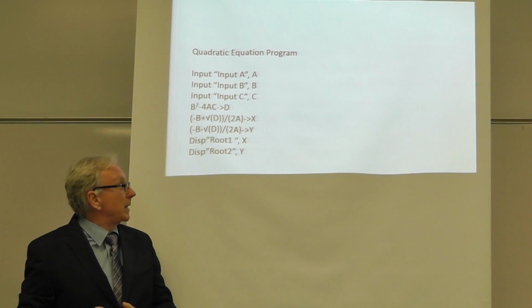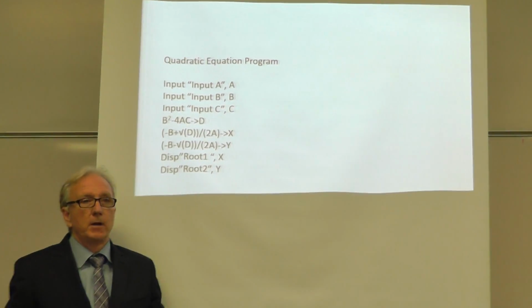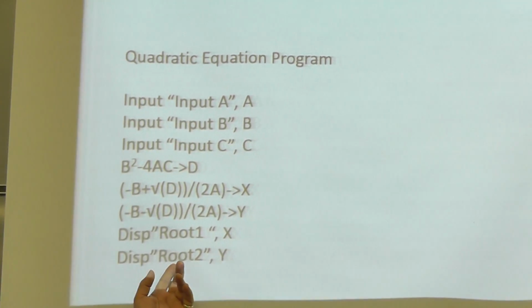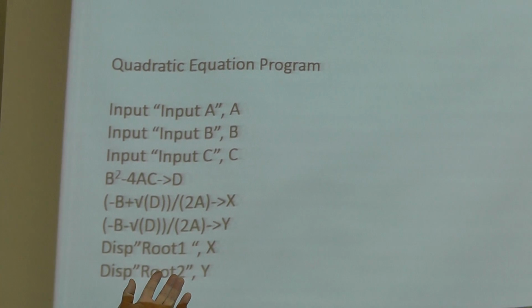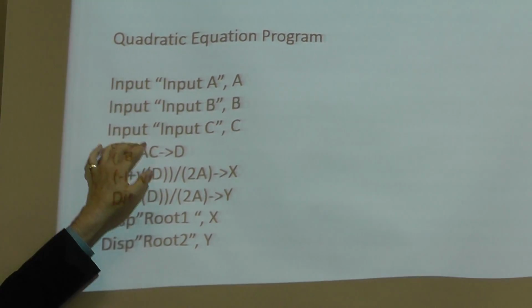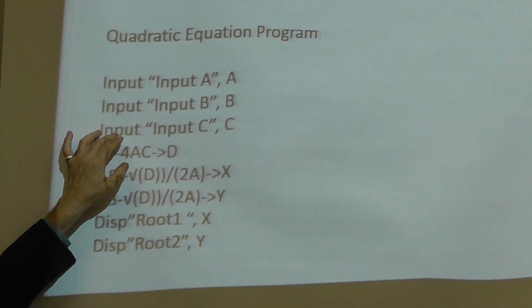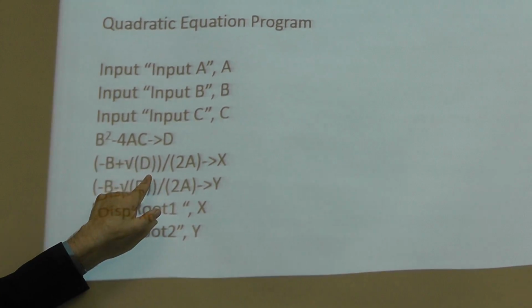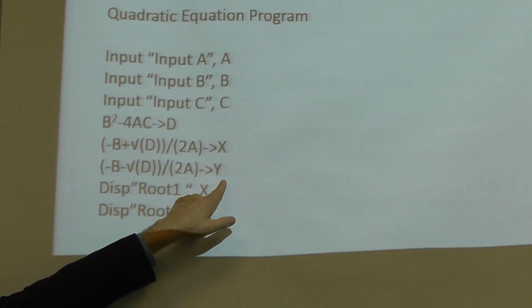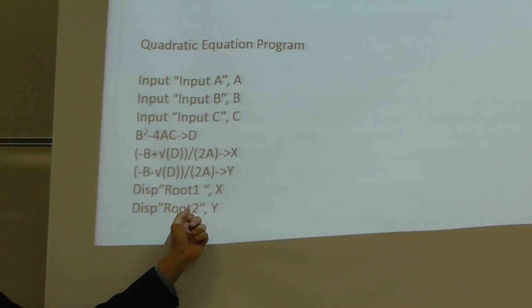And finally, for people that are in Algebra 2 and above, you'll probably recognize this as a quadratic equation program. All right, so on your TI83, you can input this. This will work. This is the discriminant. Okay, this is your first root and this is your second root, and you would display both roots.